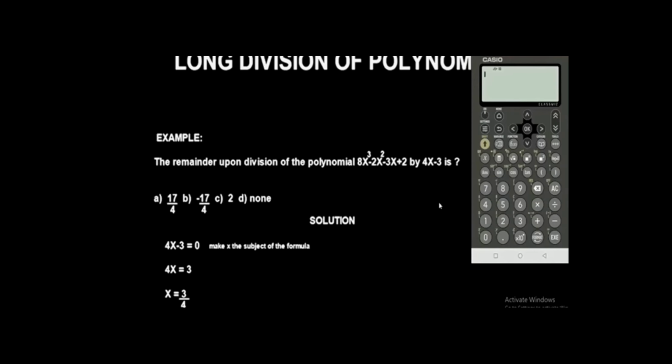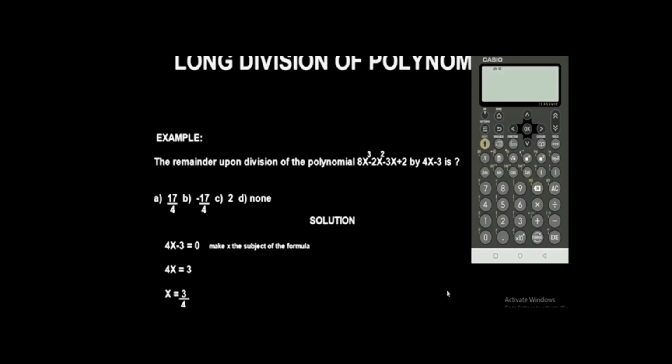So now the idea here is, if you look at my solution here, firstly, this 4x minus 3 that is dividing the polynomial, this 4x minus 3 is the divisor, whereas this 8x cubed minus 2x squared minus 3x plus 2 we have is the dividend. Alright, whereas the output of the division is what we call the quotient.